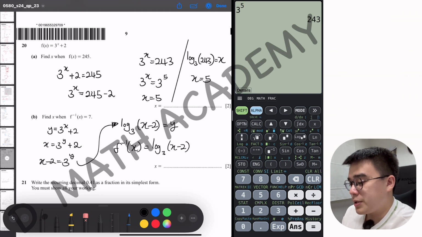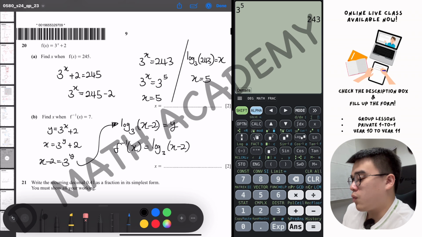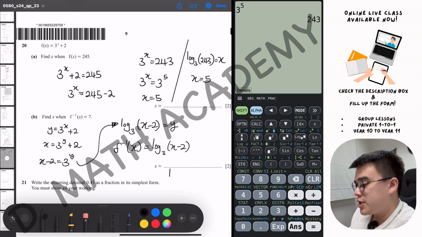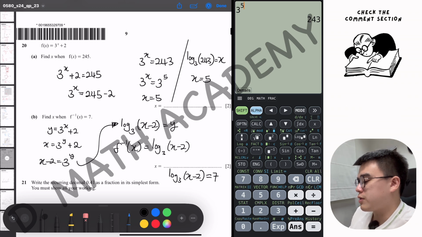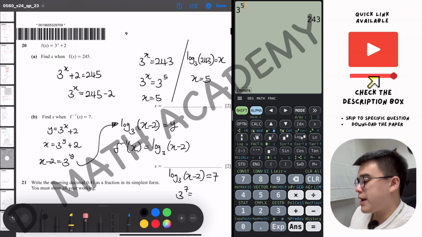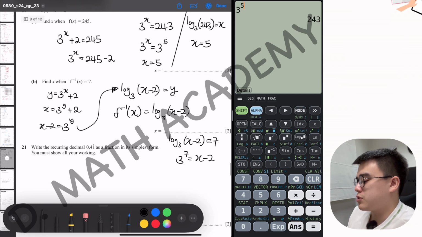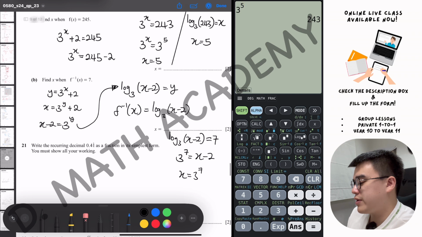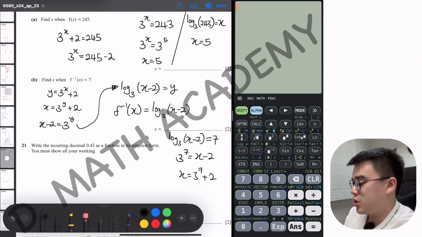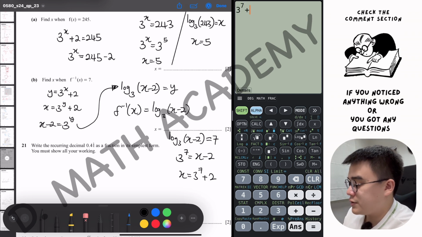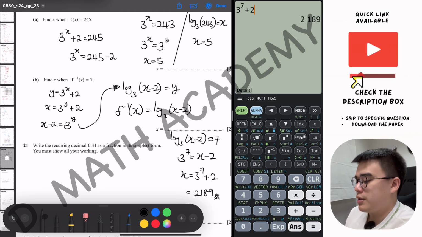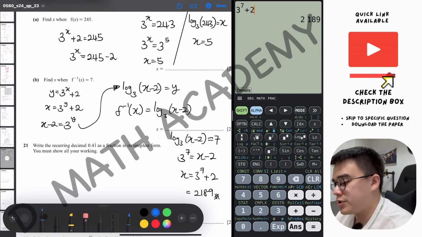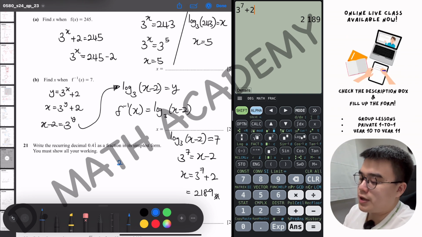Okay, but please don't stop here because you will just get 1 mark for finding the inverse. Log base 3, x minus 2 equals 7 is what they are looking for. When you convert it back into indices, it will be 3 to the power 7 equals x minus 2. So x is actually 3 to the power 7 plus 2, making your answer 2189.